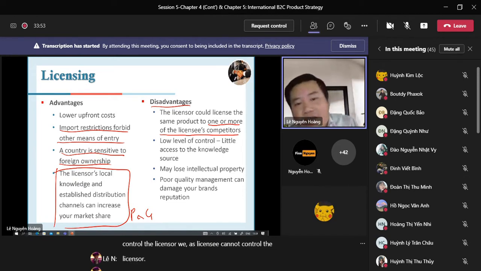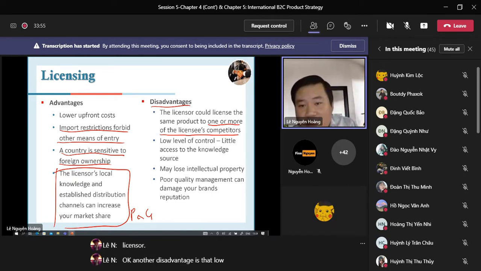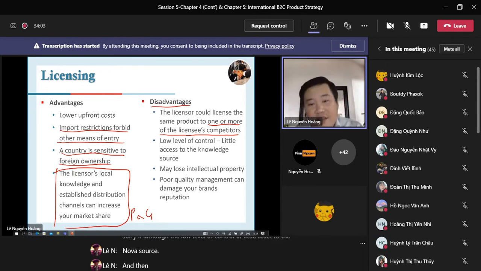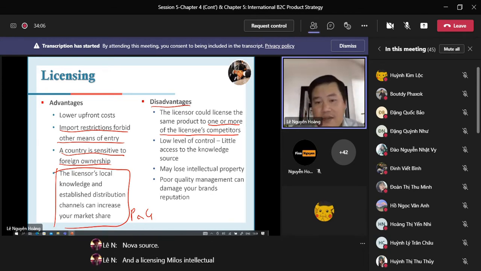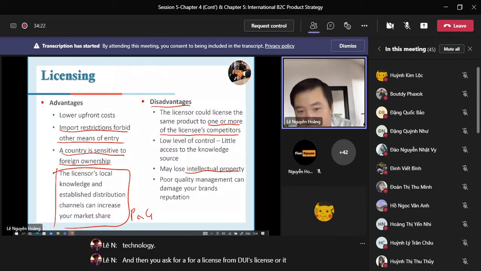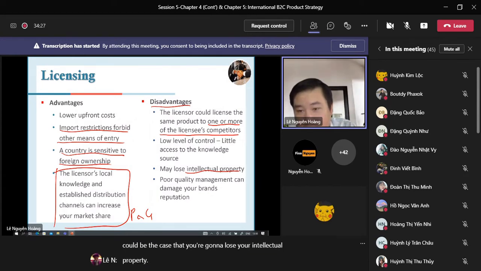Another disadvantage involves the low level of control or little access to the knowledge source. And licensing may lose intellectual property. It's very important. For example, if you're selling a product with new technology, and then you ask for a license from the US licensor, it could be the case that you're going to lose your intellectual property. Do you understand what I'm saying, guys?